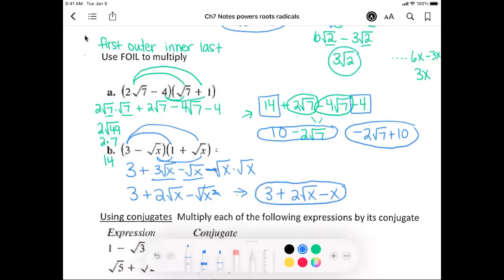There's nothing else you could do with that because we don't have like terms. 3 is a constant number. The 2 square root of x is already simplified from combining the 3 square root of x minus 1 square root of x. And then minus x at the end can't combine with the square root of x because they're different. The one's in radical form and one's not.